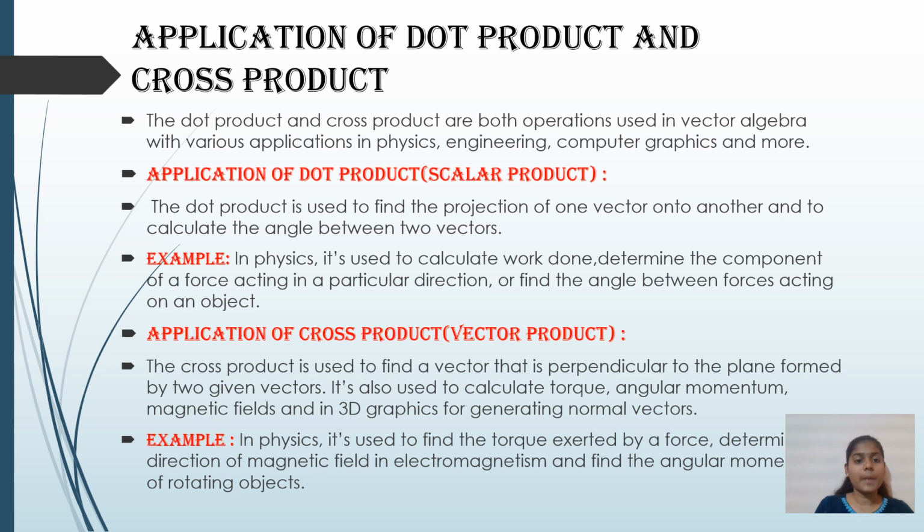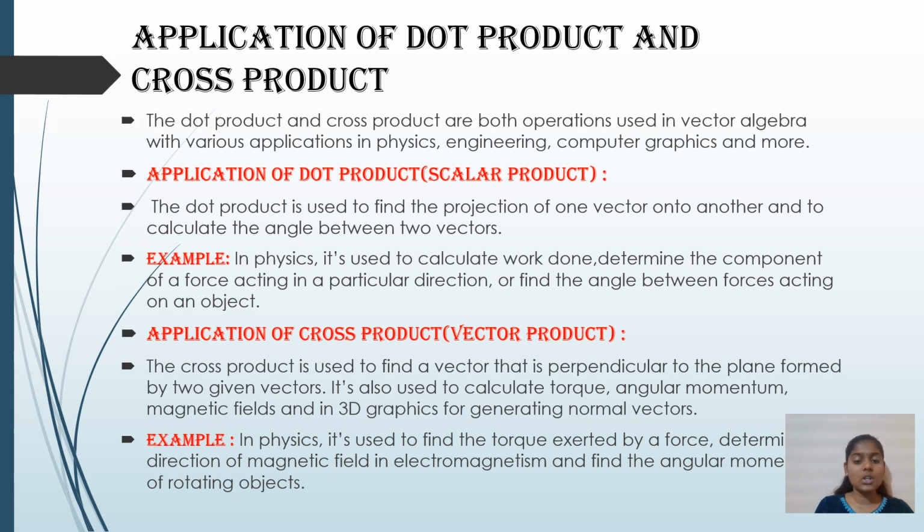Now let's look into some applications of dot product and cross product. The dot product and cross product are both operations used in vector algebra with various applications in physics, engineering, computer graphics and more. Application of dot product, that is scalar product. The dot product is used to find the projection of one vector onto another and to calculate the angle between two vectors. Example, in physics, it's used to calculate work done, determine the components of a force acting in a particular direction, or find the angle between forces acting on an object.